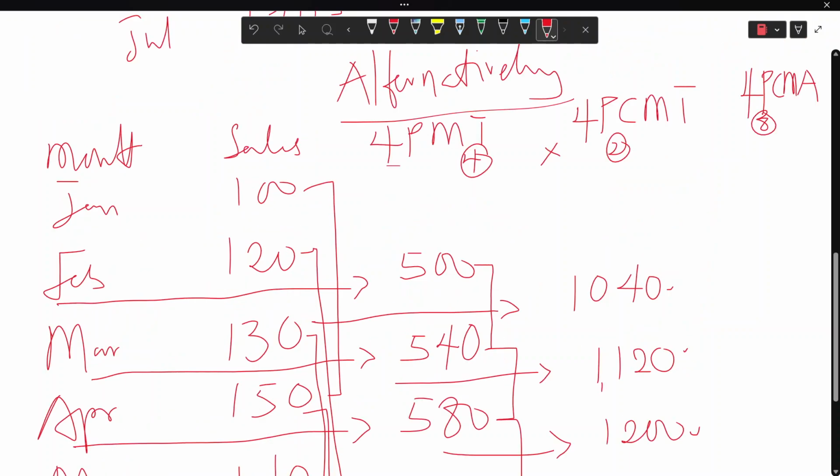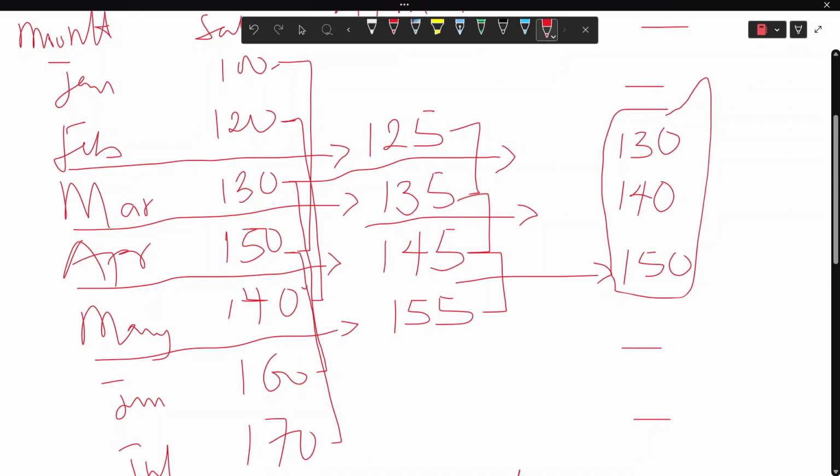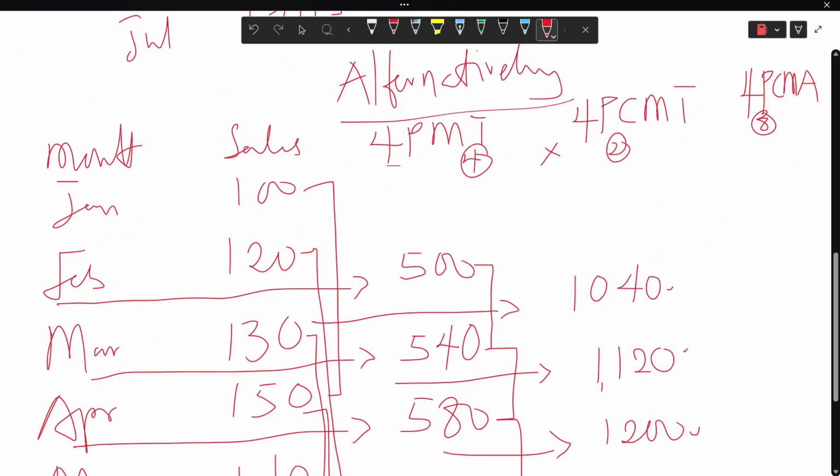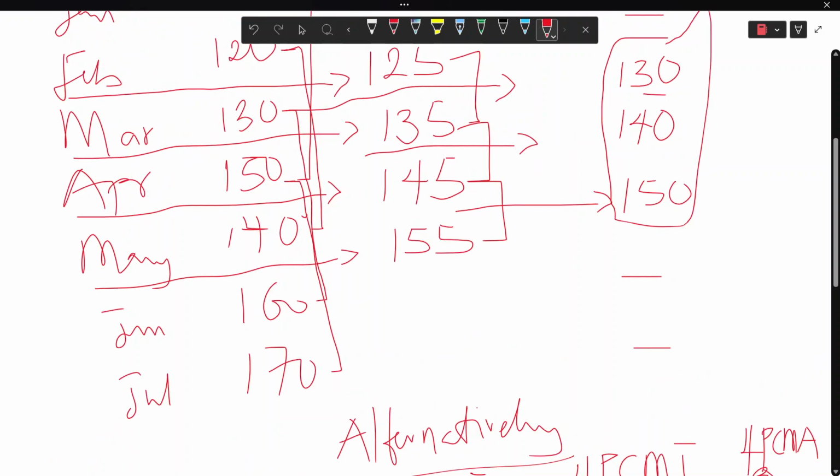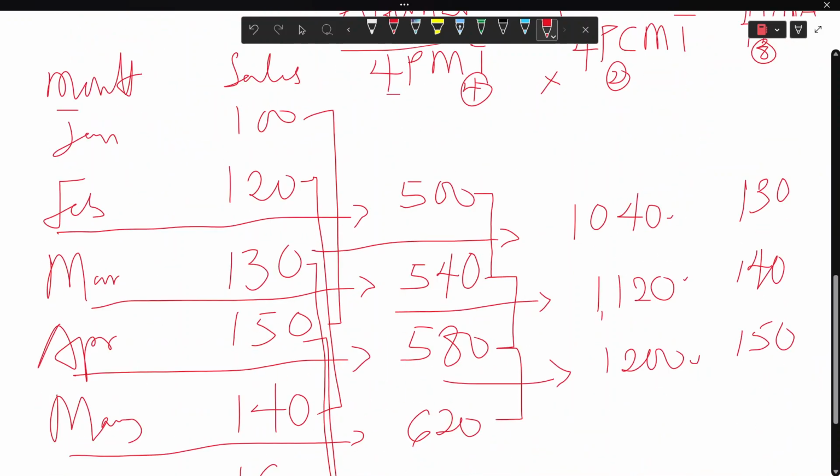So let's divide and see whether we are going to get the same values. We have 1040 divided by 8, which gives us 130. We have 130 here. 1120 divided by 8 gives us 140. Then lastly, 1200 divided by 8 gives 150. So you see we are getting the same thing here.